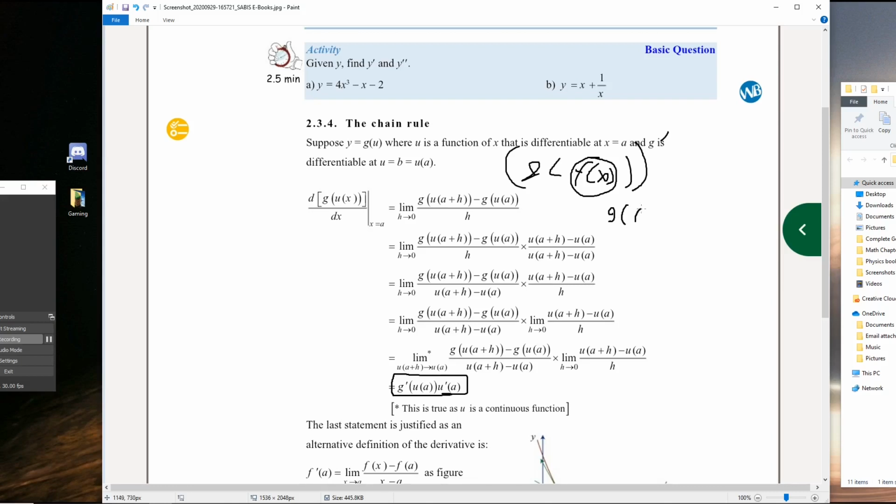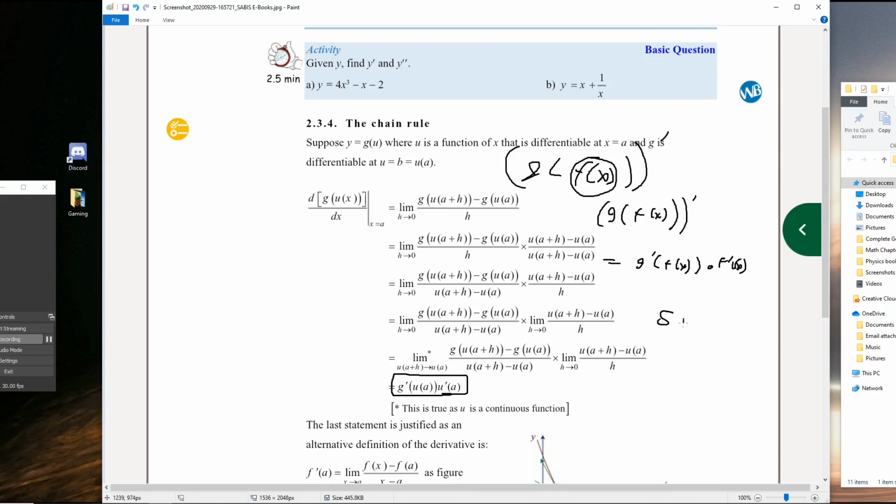So pretty much what they're trying to say here is that when you derive g of f of x, you do g prime of f of x, that's the prime of the g itself, times the prime of what's inside, f prime of x. Did I match what's here? Well, I should have. So g prime of u of a times u prime of a. Excellent, we did the same thing.